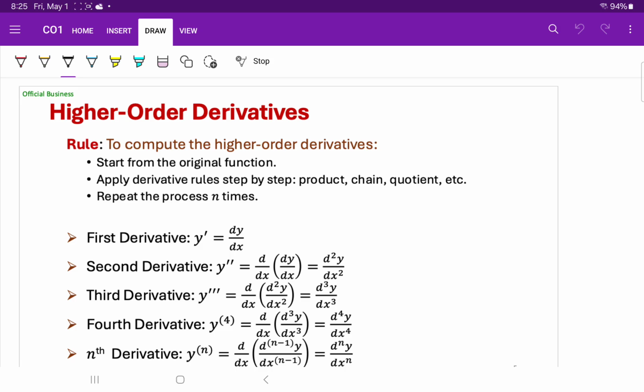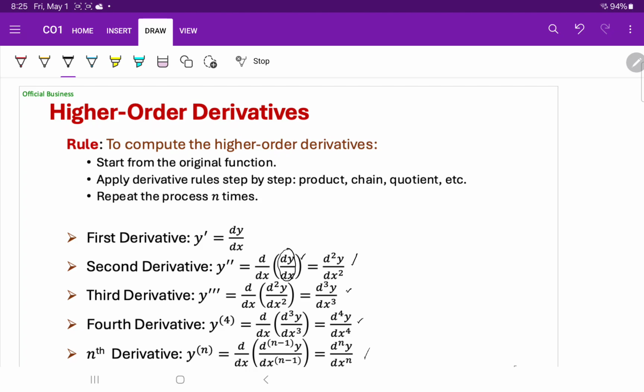Here we have the notation for the first derivative, dy/dx. How do we write the second derivative? You could write it as y double prime, or the derivative of dy/dx with respect to x. Meaning, this one here is the first derivative of y with respect to x. If you take the derivative of this again, that gives you the second derivative of y with respect to x. And the third derivative is denoted by this notation, and so on and so forth.